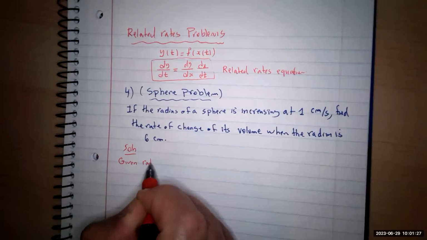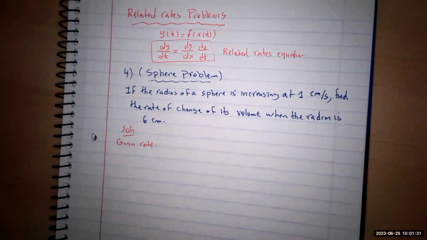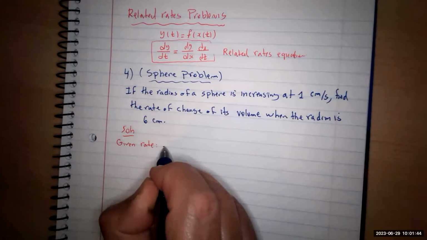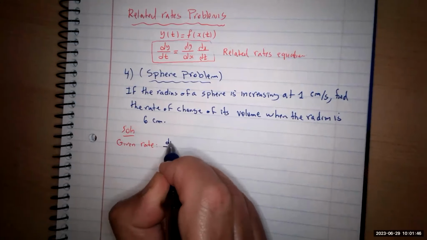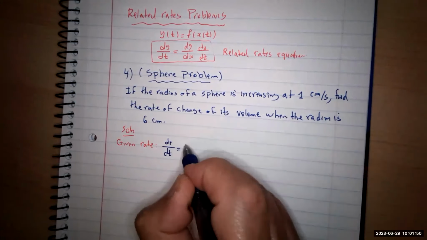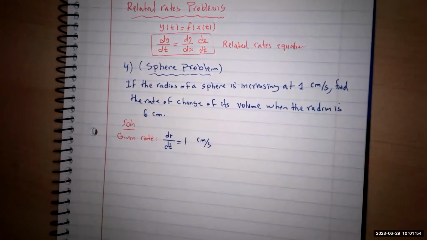I like to organize it. If you don't like to organize it, you can do it right away, we don't mind. But you have to give us those variables that you're going to use. You have to give us what you are talking about. The given rate here is the rate of the radius. We call the radius r, so the rate of r would be dr/dt. This is given, it is 1 centimeter per second. So that's the rate of the radius.